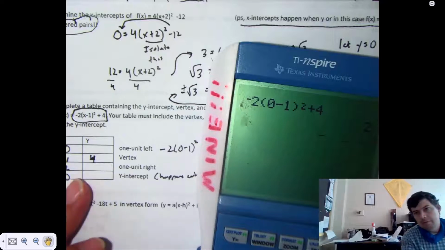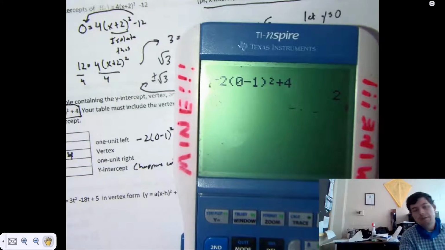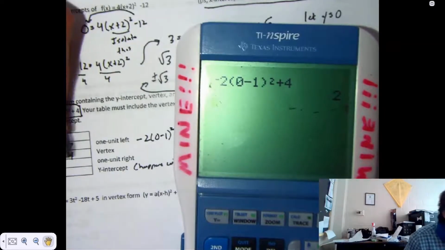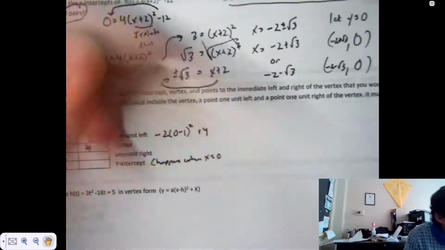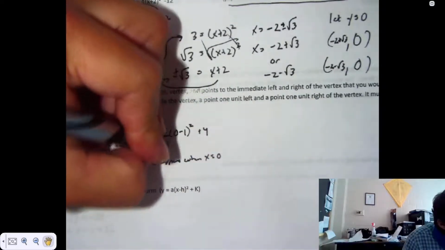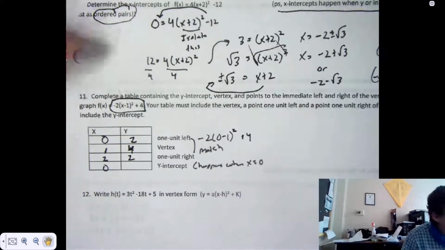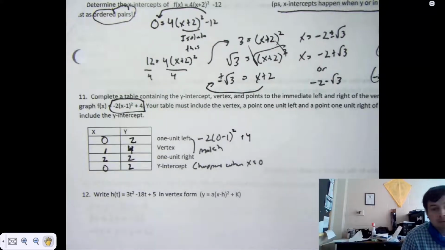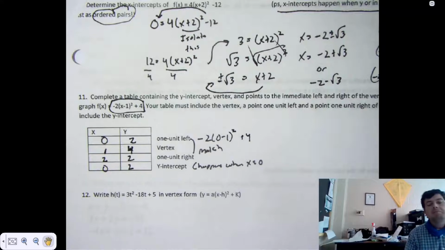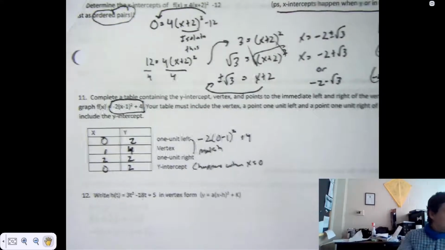It's 2. I literally typed it in. It's 2. Now, these pieces match. So if that's 2, that's 2. And by the way, here's a 0. That's also 2. Didn't ask you to graph it. Just said make the table that you would use to graph.